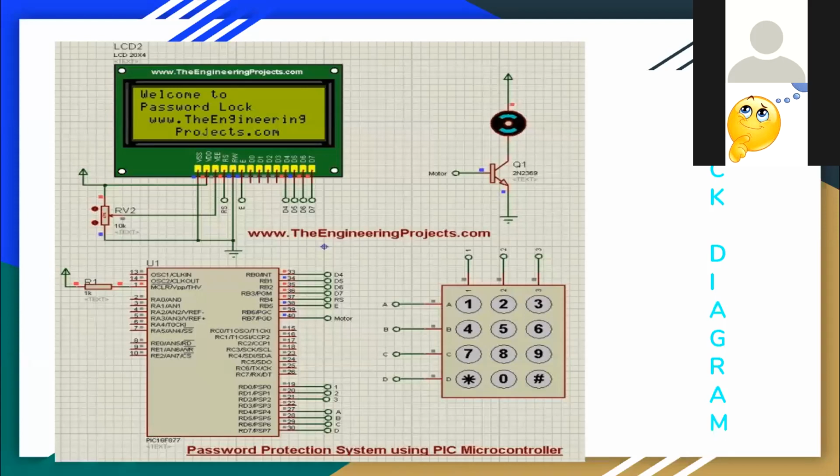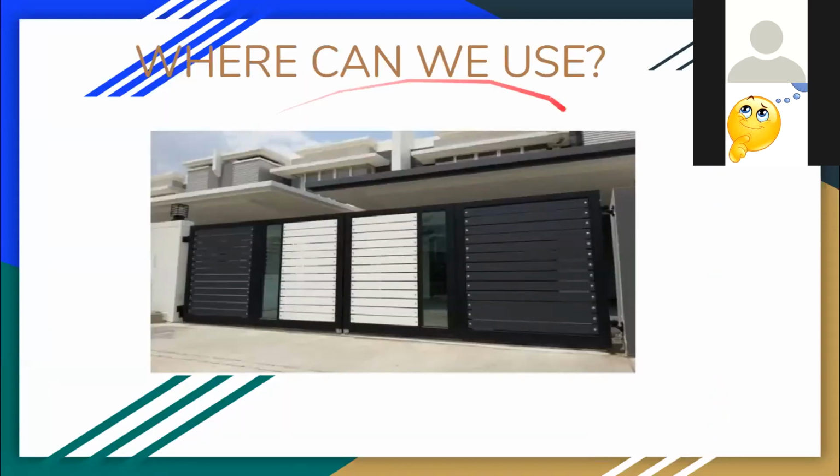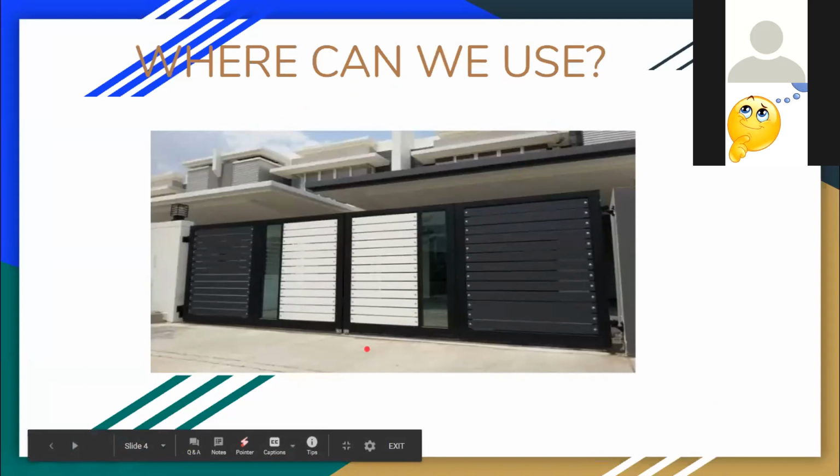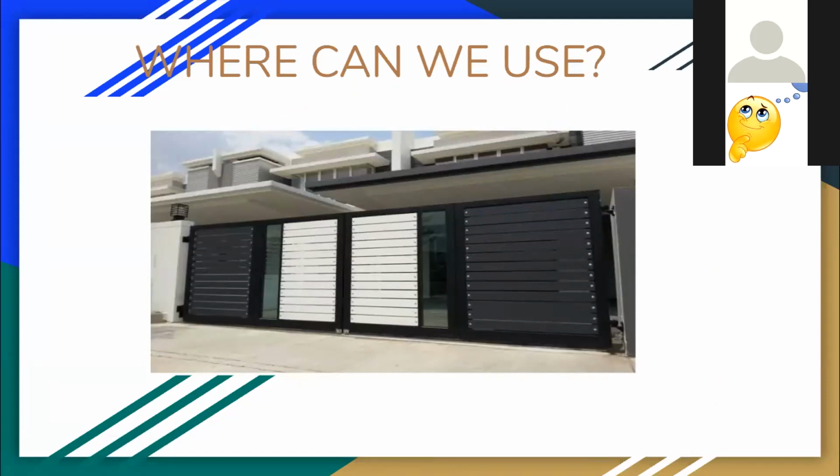In real time, we can use this in a gate. If your password is correct now, the motor will run. When the motor runs or moves, the gate will open. Then when you press the star symbol, the motor will stop and the gate will close.